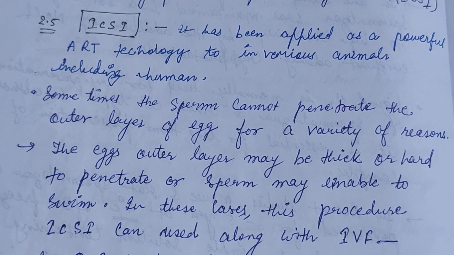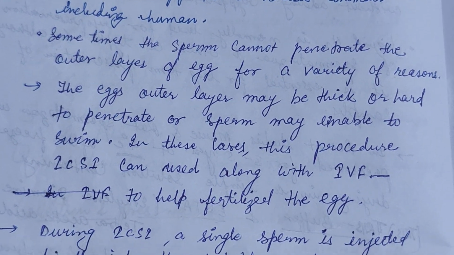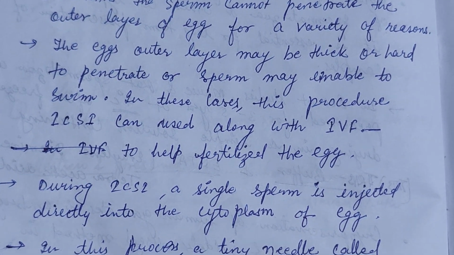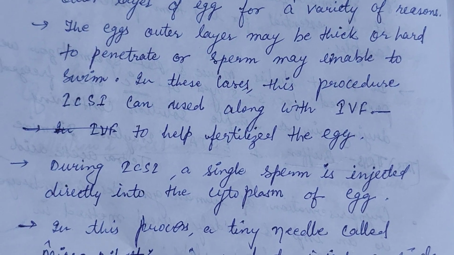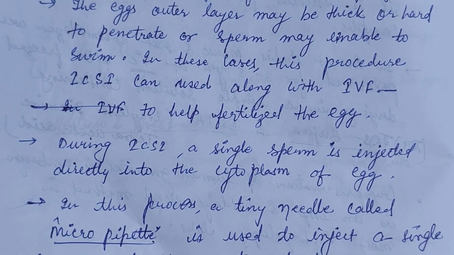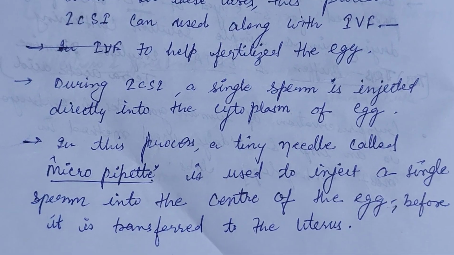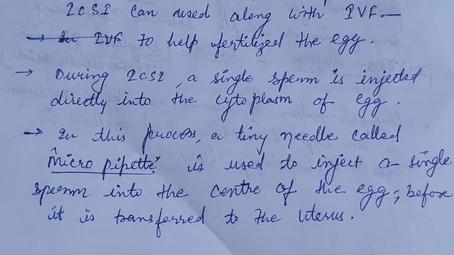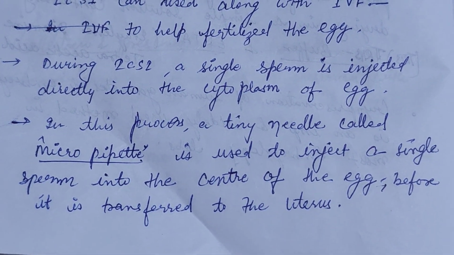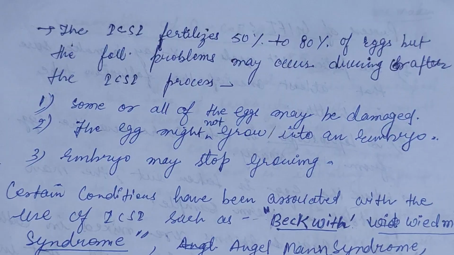ICSI has been applied as a powerful ART technology in various animals including human. Sometimes the sperm cannot penetrate the outer layer of the egg for a variety of reasons. The egg's outer layer may be thick or hard to penetrate, or the sperm may be unable to swim, and in these cases the procedure of ICSI can be used along with IVF to help fertilize the eggs. In this, a single sperm is injected directly into the cytoplasm of the egg. A tiny needle called a micropipette is used to inject a single sperm into the center of the egg before it is transferred to the uterus.